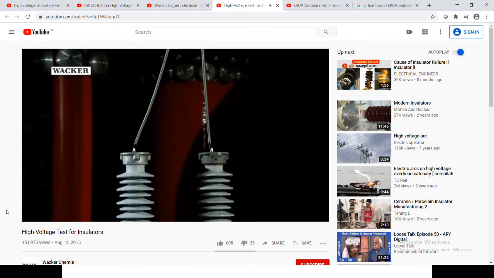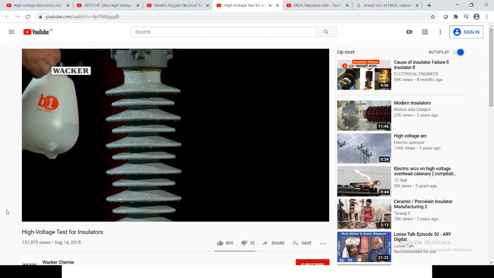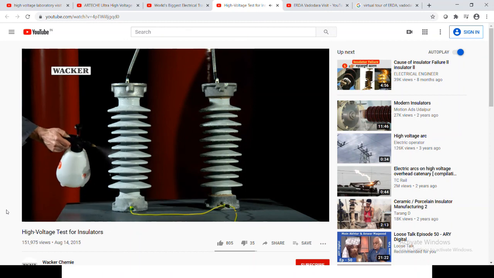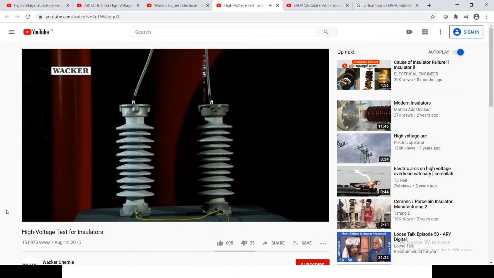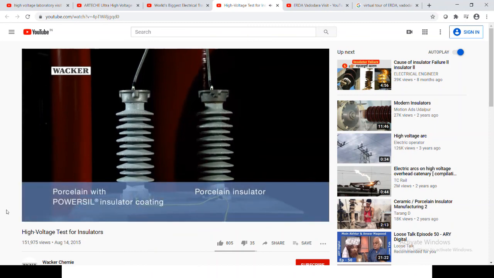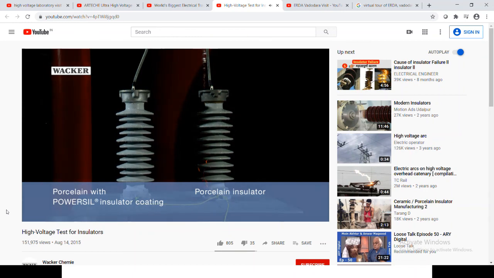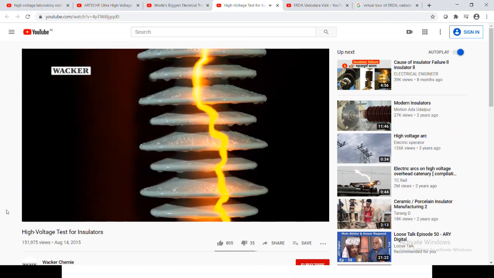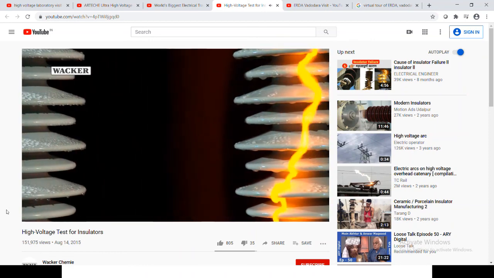For the test, two insulators with and without coating are moistened with saltwater spray. During the spraying, the silicone's hydrophobic, that is to say water-repellent, properties become apparent. In direct comparison, the insulators are exposed to a steadily increasing voltage. At an elevated voltage, the uncoated insulator starts to display partial discharges, which leads to a pollution flashover. The insulator coated with PowerSil insulator coating, on the other hand, still doesn't exhibit any electrical discharges.